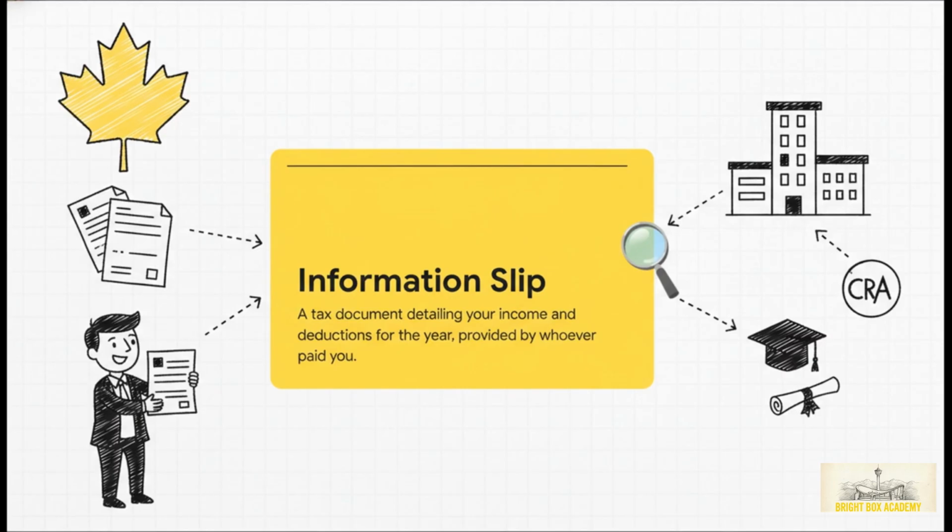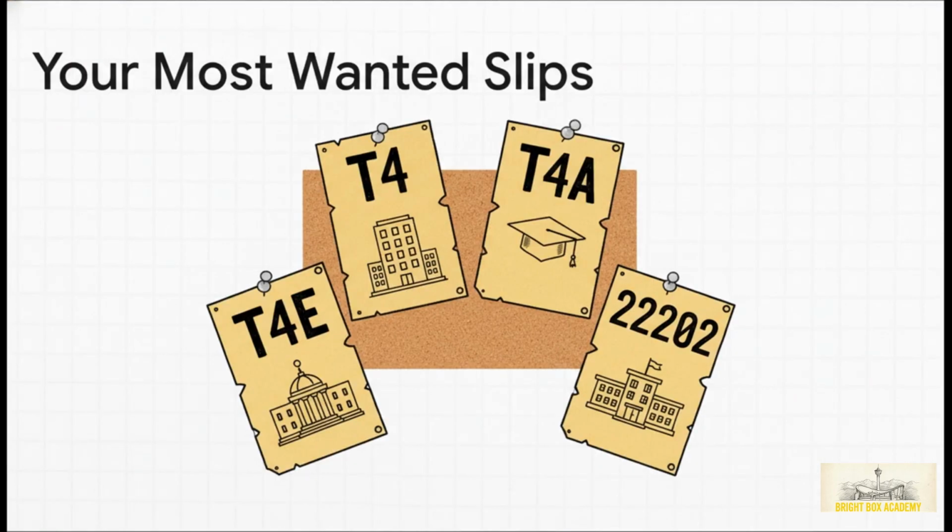Whoever paid you, your boss, a government agency, even your school, sends one to you, and they send an identical one to the CRA. Now, you can think of these as your most wanted documents. These 4 slips, they cover the vast majority of situations for most people. So let's break them down, one by one.